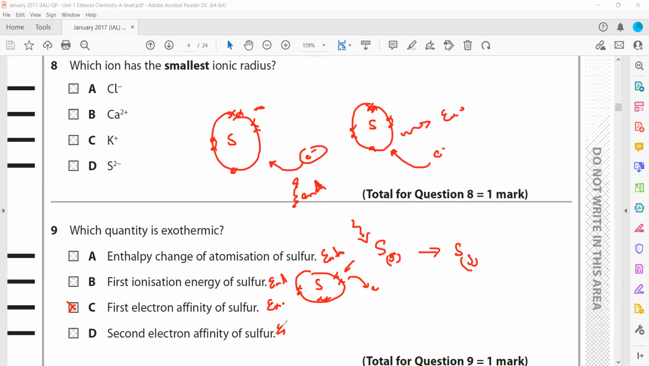So first electron affinity is always exothermic, second electron affinity, third electron affinity, and so on, they all are endothermic because now like charges repel each other, so we have to supply energy. So these ions, or charges, will come closer to each other.